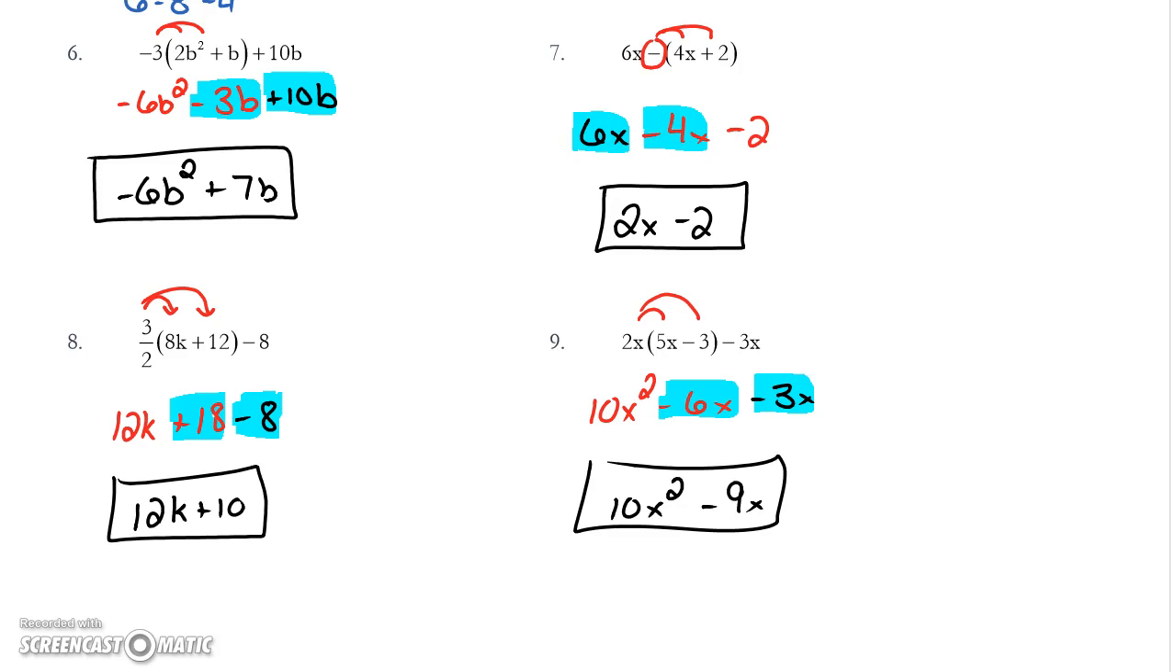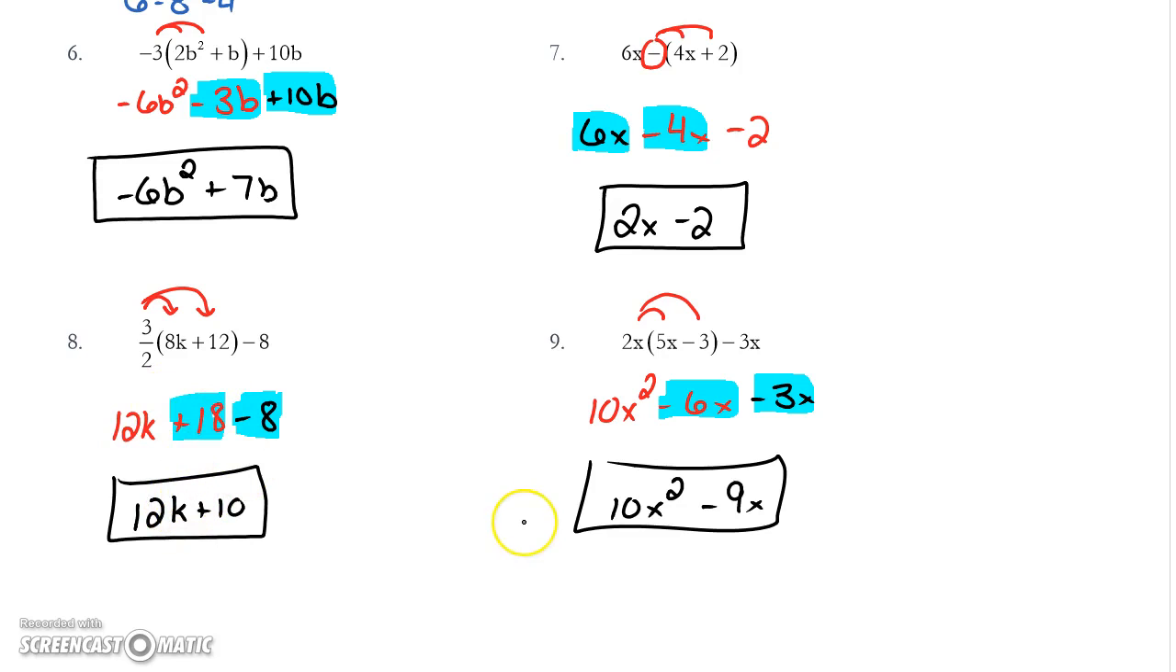The key to number 6 is that you combine your like terms of negative 3b and positive 10b to get 7b. 7, 8, 9 were a little trickier. 7, you had to make sure you're distributing your negative sign here, or a negative 1. So that makes your positive 4x that was in the parentheses negative 4x, your plus 2 becomes a minus 2. Then you can combine your like terms. With number 8, the trick is that you're distributing a fraction. Make sure in your calculator when you're multiplying by fractions, you're putting that fraction in parentheses. And then we can combine our like terms.